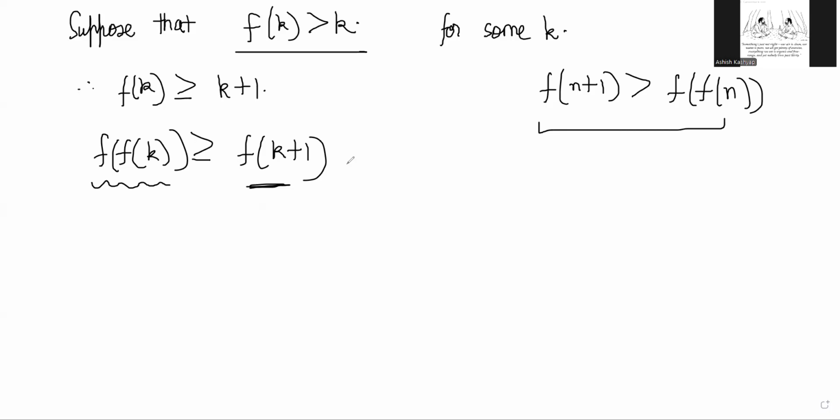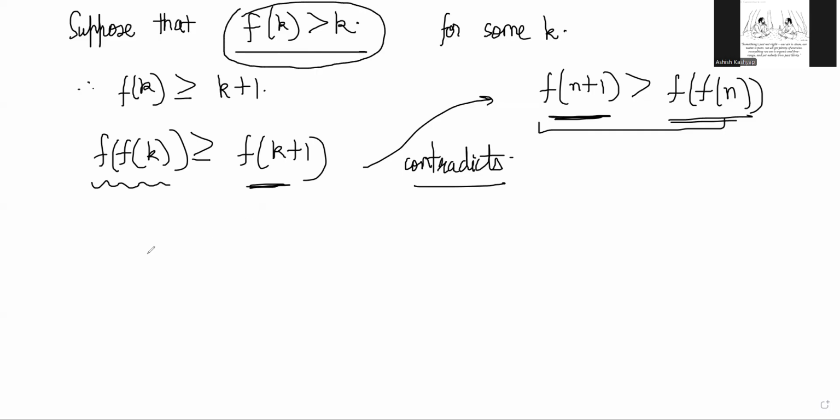This basically contradicts the problem statement itself. F of k is greater than or equal to f of k plus 1 is a contradiction of f of k plus 1 is bigger than f of k, right? So since this is a contradiction, then our assumption is wrong, basically.